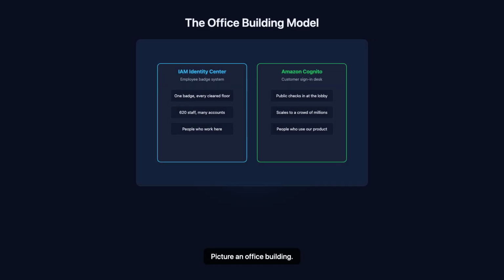Picture an office building. On the left, IAM Identity Center is the employee badge system. One badge lets a staff member into every floor they're cleared for, every account, every internal tool, without a separate key for each door. That's for the people who work here, Megacorp's 620 staff. On the right, Cognito is the visitor and customer sign-in desk down in the lobby. It handles the public coming in to use the service, and it can scale up to a crowd of millions. Those are the people who use our product, not the people who run it.